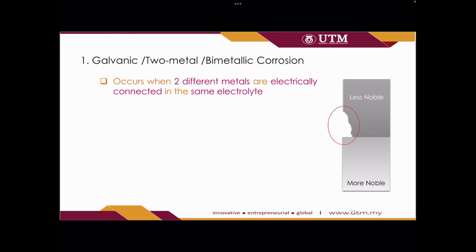Actually, galvanic corrosion occurs when two different metals are electrically connected in the same electrolyte, such as like this. One metal and another metal have different positions in the EMF series; one of them we call less noble, and one of them is more noble. Noble means it has good resistance. Less noble means an active material which is easily oxidized in the given atmosphere.